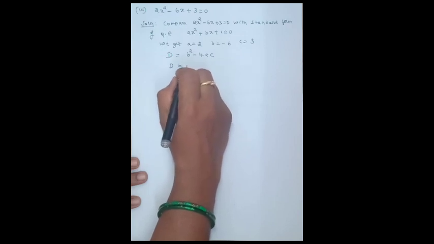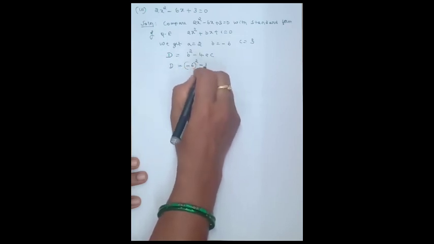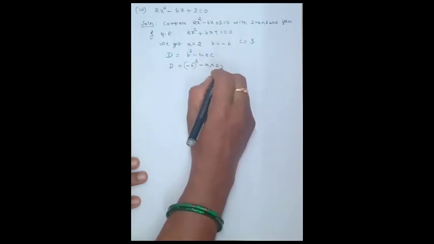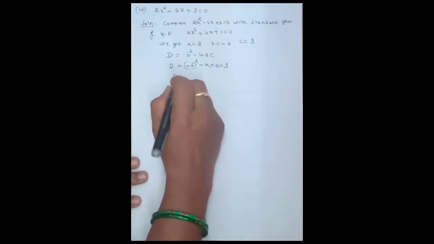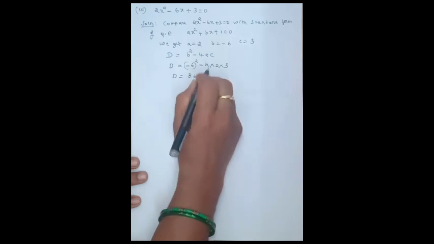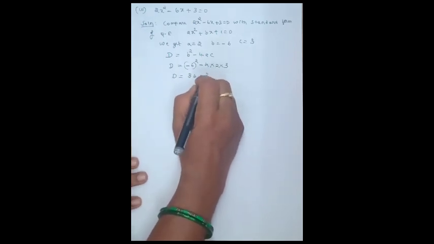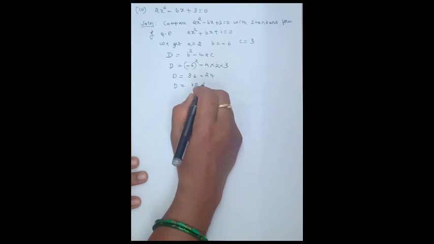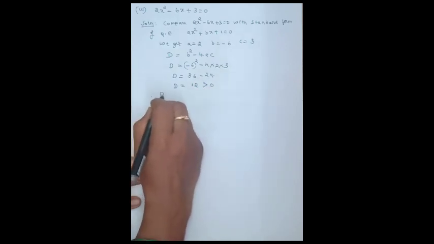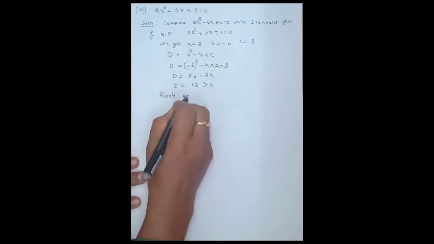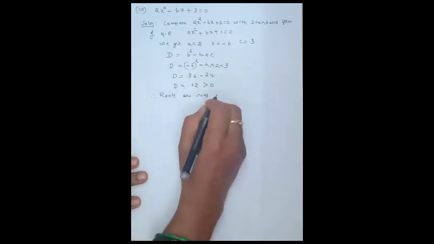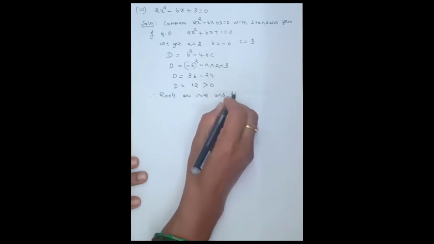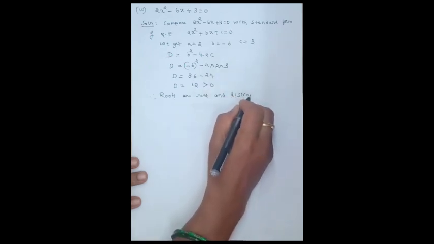D is equal to b², that is (-6)², minus 4 into 2 into c value, which is 3. So D is equal to 36 minus 4 × 2 × 3, which is 24. So D value is 36 - 24, that is 12. That implies the discriminant value is greater than 0, that implies the roots are real and distinct. We will get two different roots.